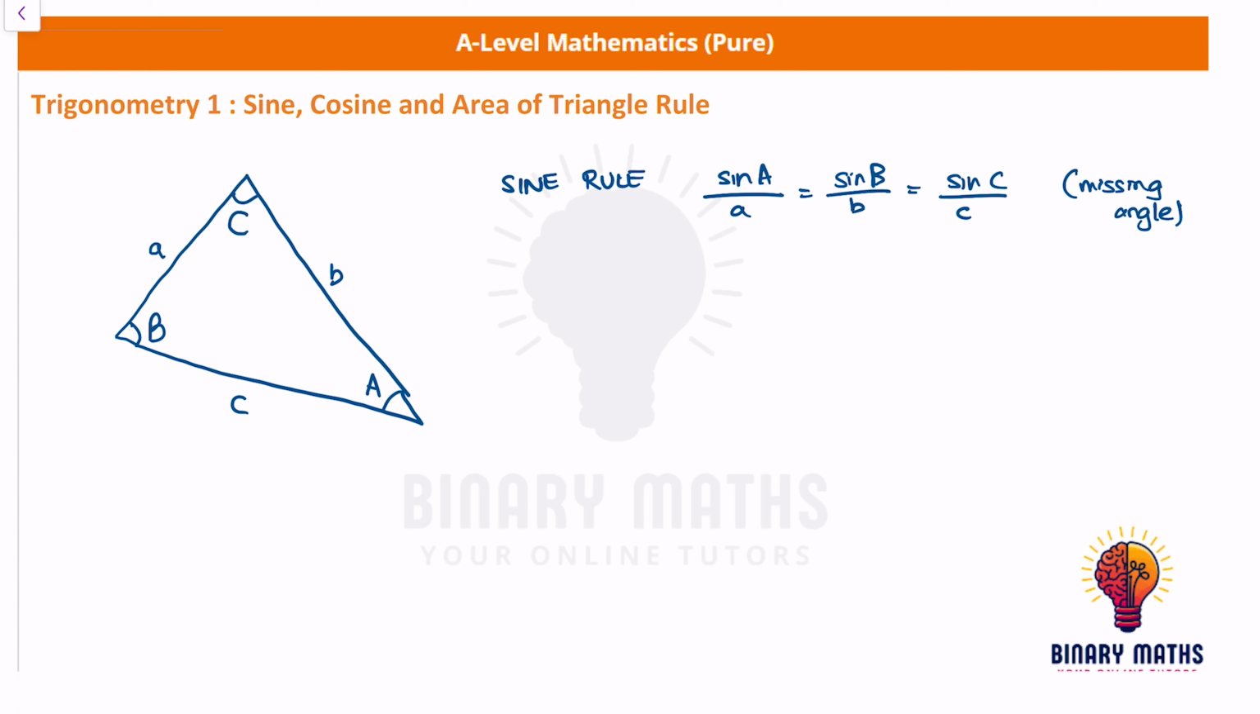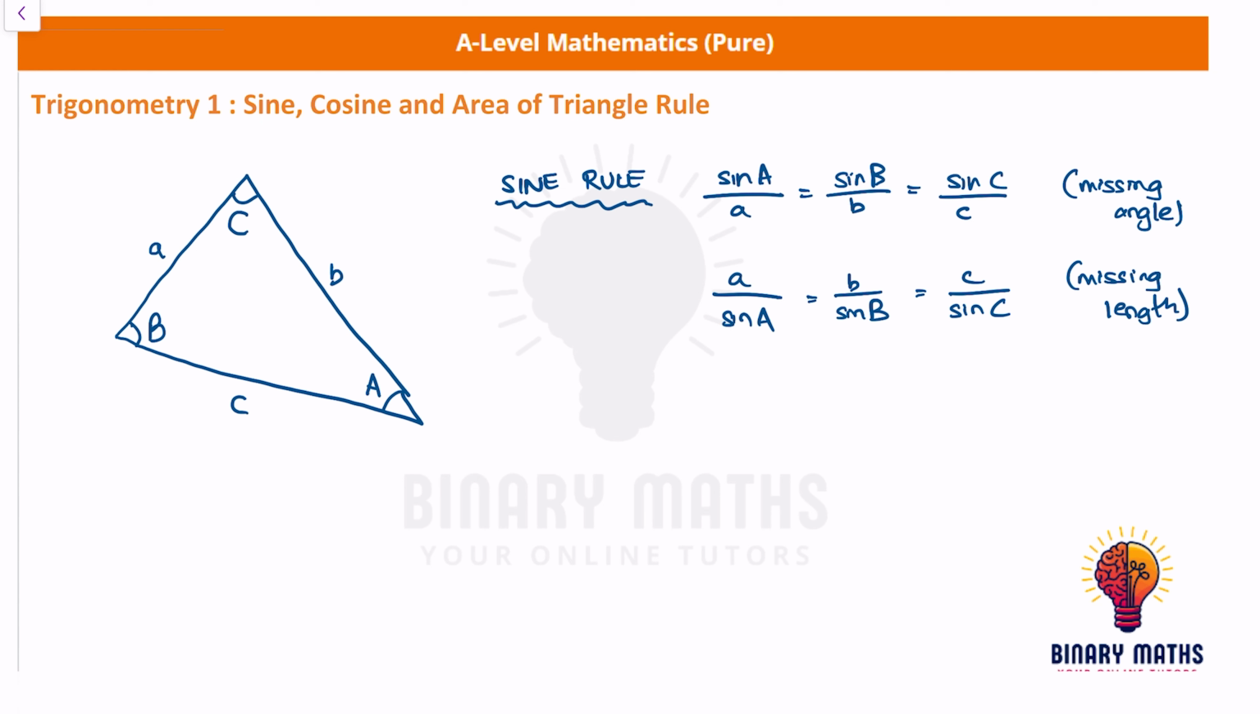Now the other version is if it's inverted. So it's the same thing as a over sine A is equal to b over sine B, which is equal to c over sine C. Again, we use this one when we're trying to find a missing length. Okay, you only need to memorize one version. You don't need to know both versions. And it's quite easy to memorize these anyway.